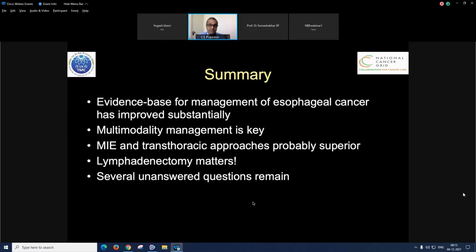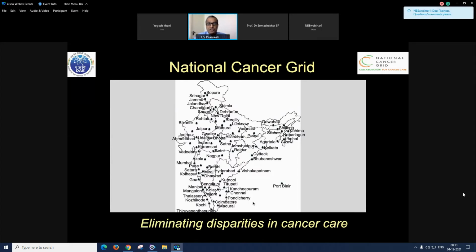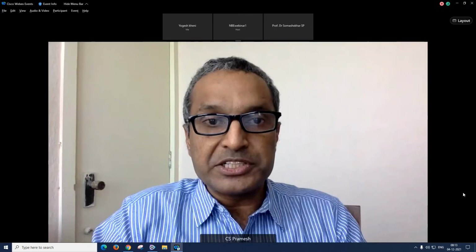Multimodality treatment, we know, is key and is important for improving outcomes. The minimally invasive and the transthoracic approaches are probably superior to the open approach and the transhiatal approach. Lymphadenectomy does seem to matter. However, there are still several unanswered questions which remain, and hopefully the studies that are currently ongoing will answer those questions more reliably. So that's my last slide, and I will stop this presentation for now.